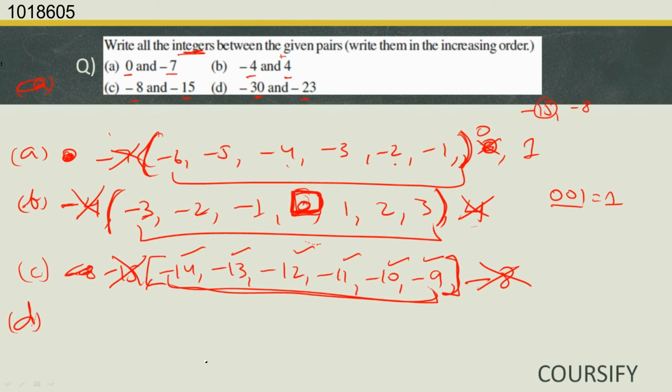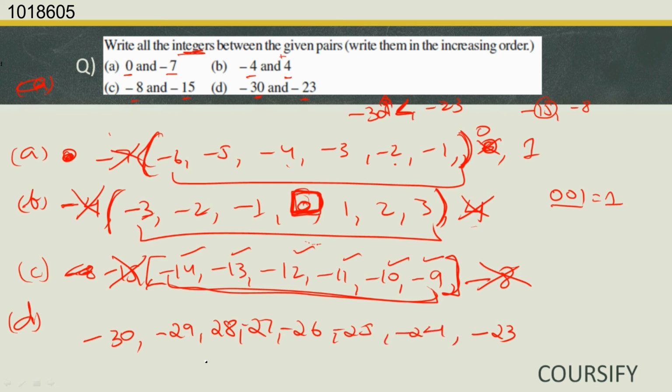Next, we have D. We have -30 and -23. Again, with two negative numbers, the one with the higher negative value is lesser. So -30 is lesser than -23, or -23 is greater than -30. So -23 will come to the right side and -30 will be to the left side. Again, just fill in all the values: -29, -28, -27, -26, -25, -24, and -23.